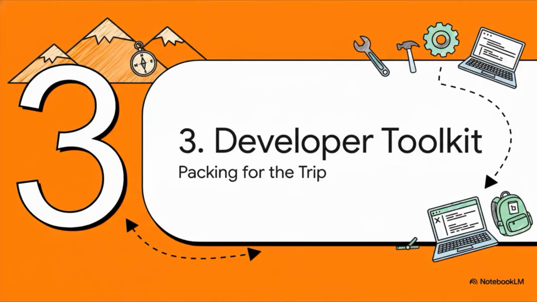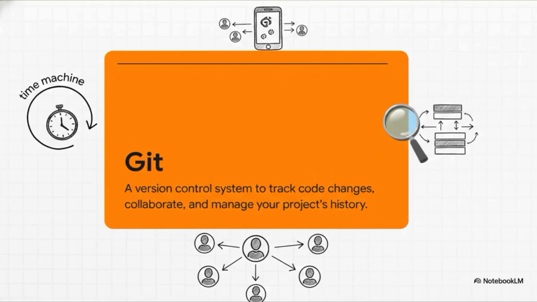Let's call this your essential toolkit, the stuff you absolutely have to pack for the trip. First up is Git. And seriously, this is non-negotiable. It's a version control system. The best way to think about it is like a save button on steroids for your code. It doesn't just save what you have right now, it saves every version. So if you made a mistake an hour ago, no problem, you can just rewind time.